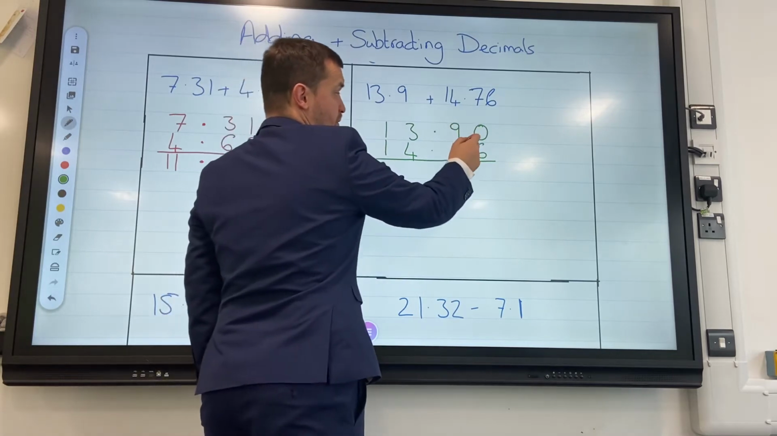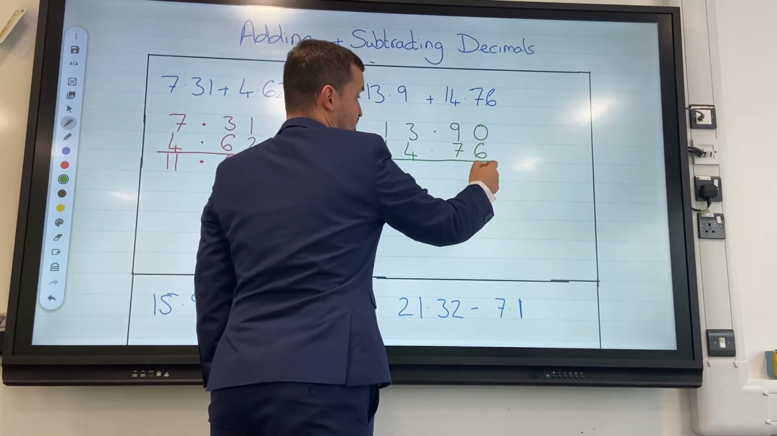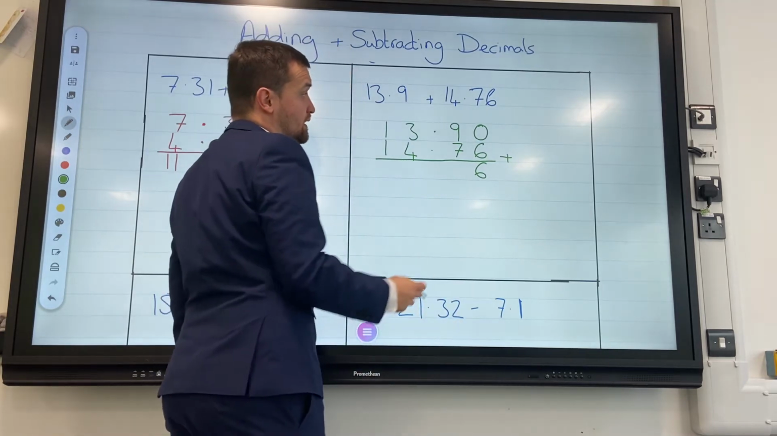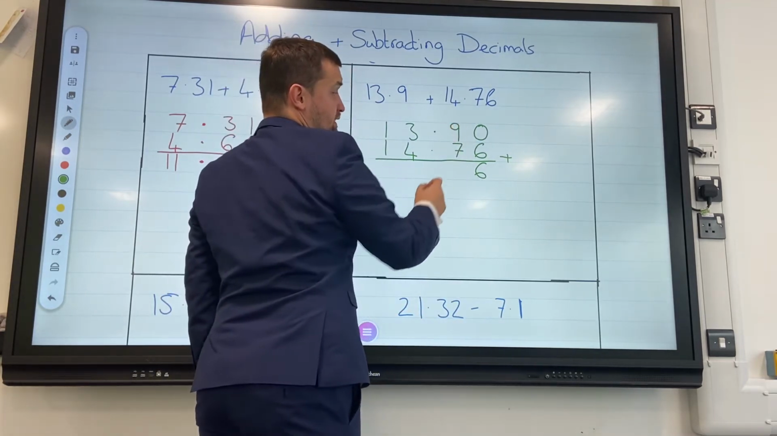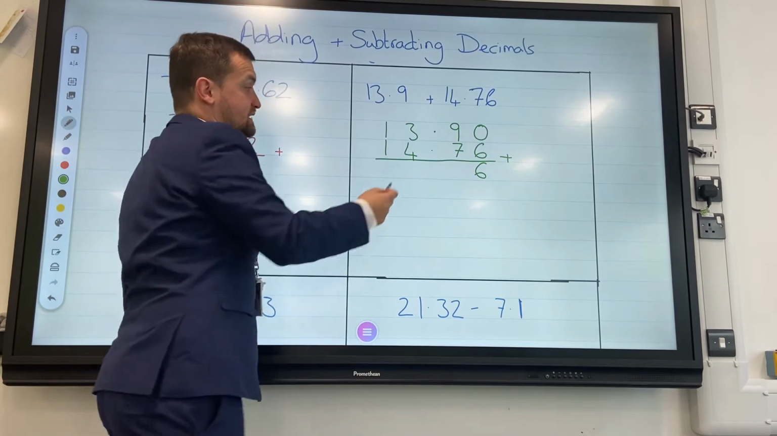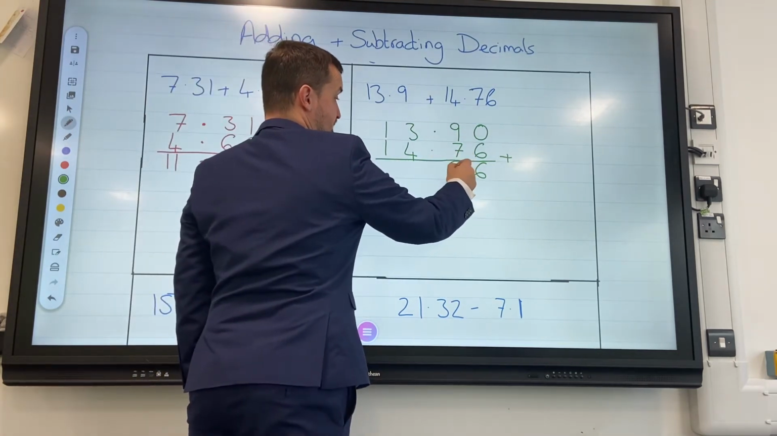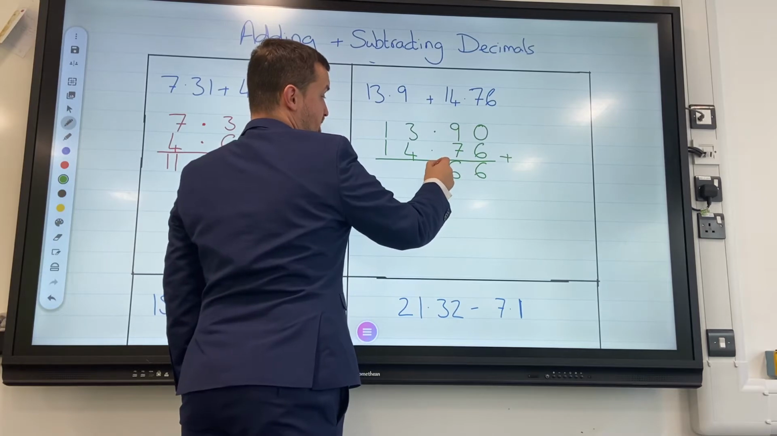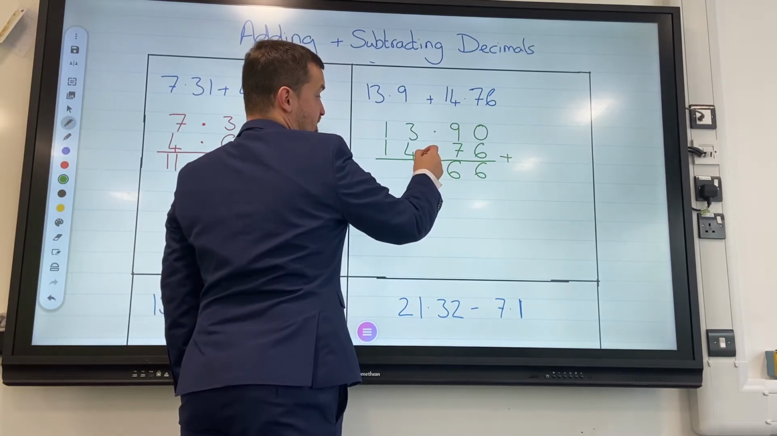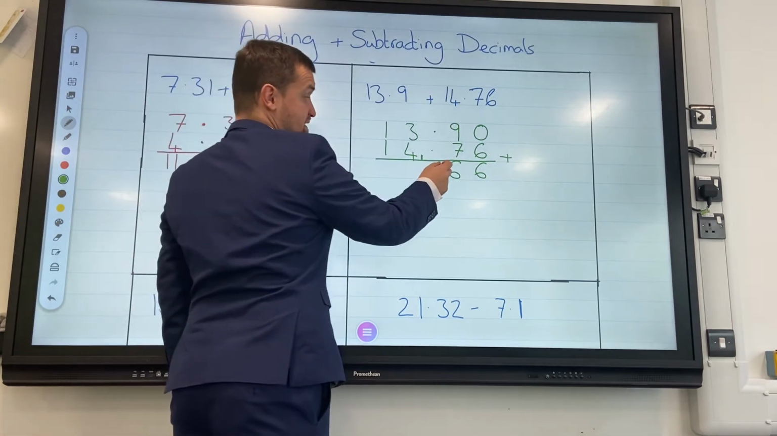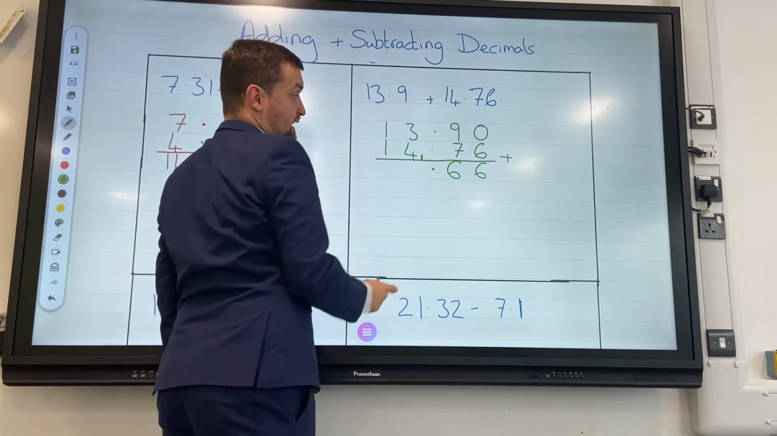So 0 plus 6 is 6. Forgot my add sign there, so we're going to put that in just so I don't forget what I'm doing. 9 plus 7 is 16. Now we can't write 16 in there, it wouldn't work. So what I'm going to do, I'm going to write 6 in there, I'm going to put my decimal point in, and I'm going to carry the 10 over. Okay, 16 is made up of 10 and 6. 6 is there, the 10's gone across to here.